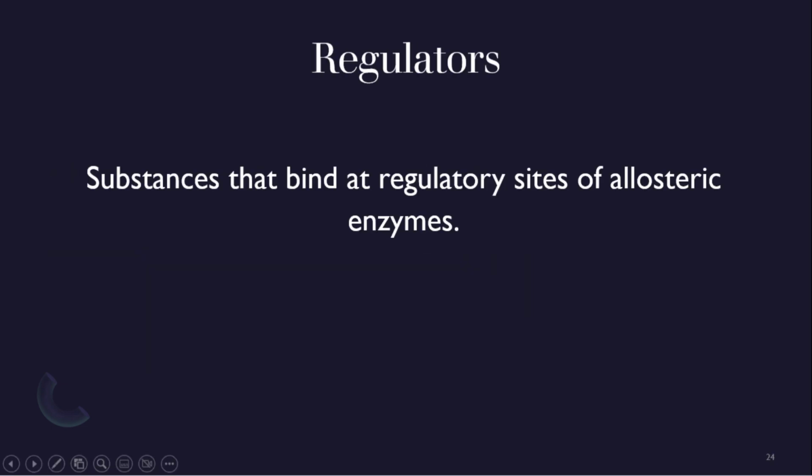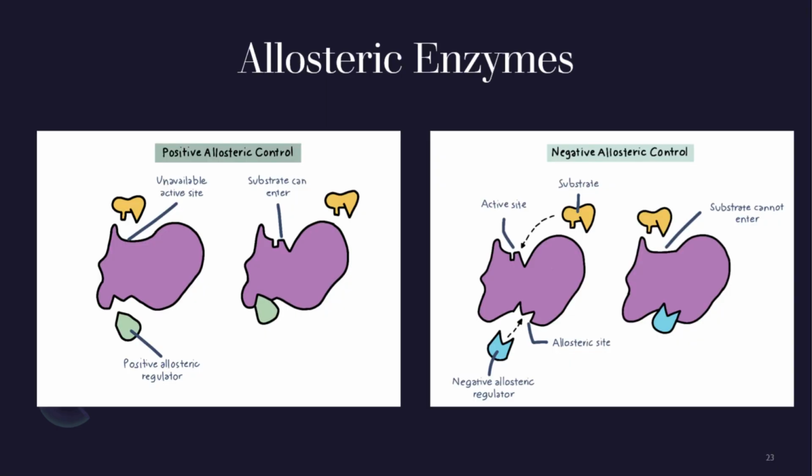These are substances that bind at the regulatory sites of the allosteric enzymes. As you can see in the picture, the positive regulator inserts and changes the shape of the active site so it can more readily accept the substrate. This increases the enzyme activity. While the negative regulator, after inserting, closes the active site so it less readily accepts the substrate. This decreases the enzyme's activity.